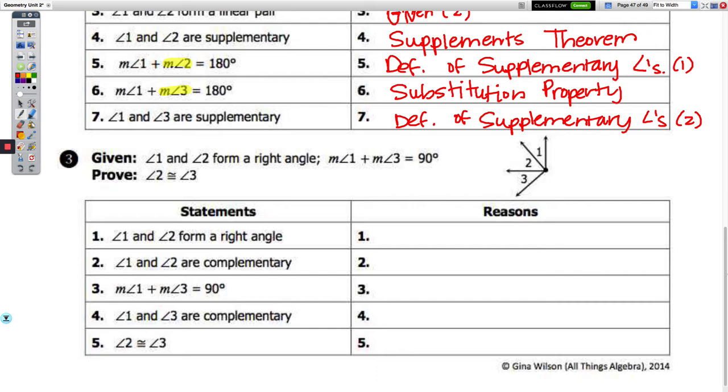Number 3, we are given 2 things, right? Angle 1 and angle 2 form a right angle. And we are given that the measure of angle 1 plus the measure of angle 3 equals 90 degrees. What tells us that angle 1 and angle 2 are complementary? The complements theorem.